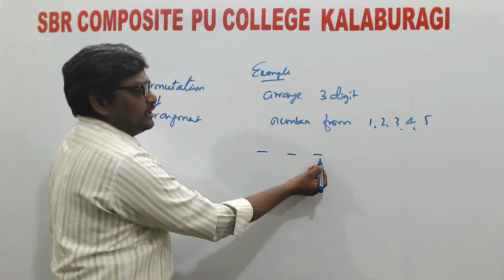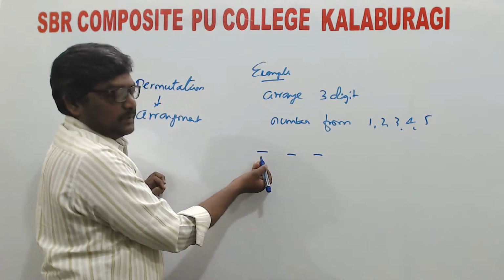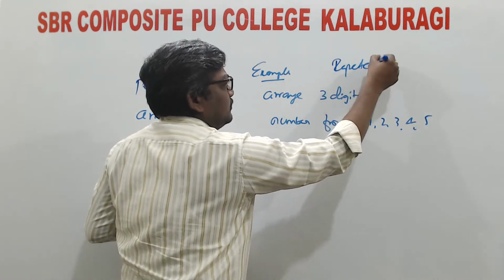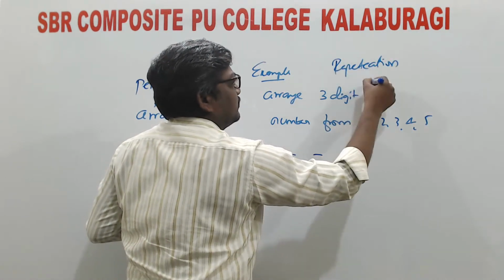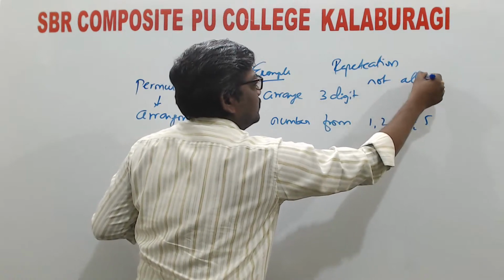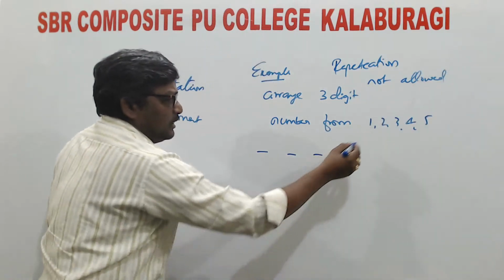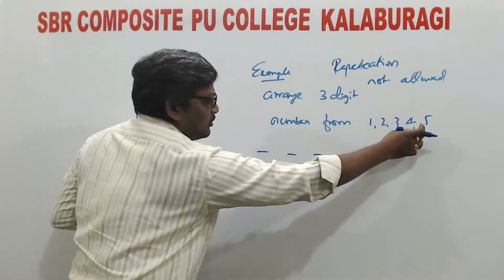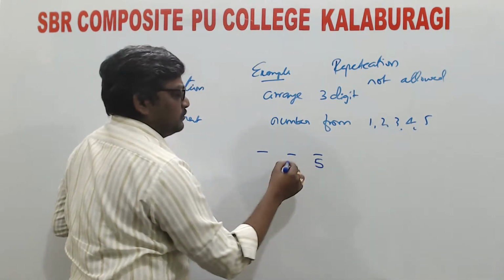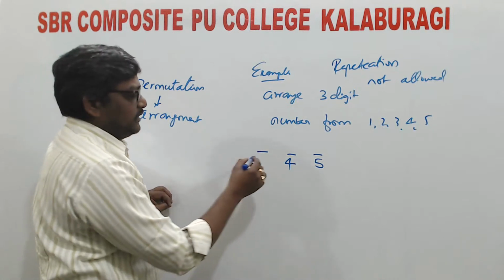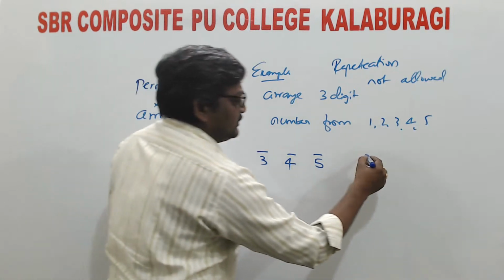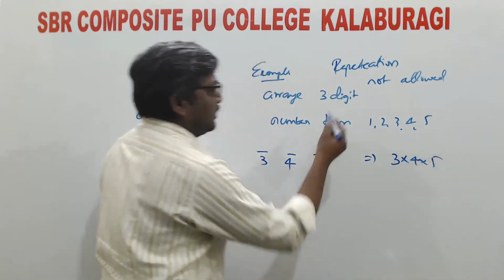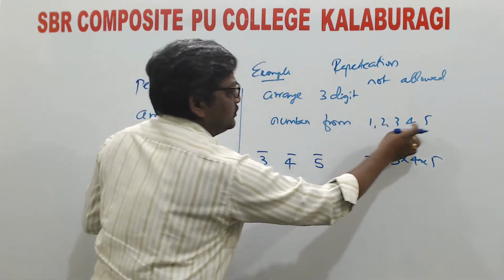Therefore, we have the units place, tens place and hundreds place. Take the example where repetition is not allowed. Out of 5, we can keep 1 in this box. Out of 5, 1 kept means we are left with 4, and next we are left with 3. This gives a total of 5 into 4 into 3.